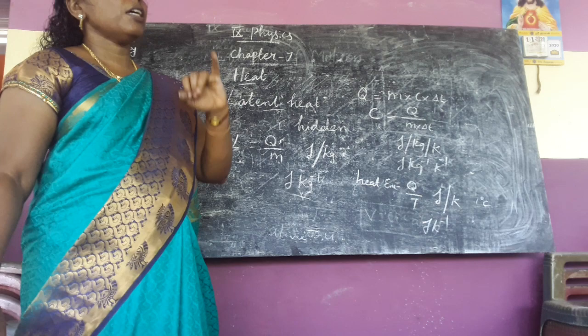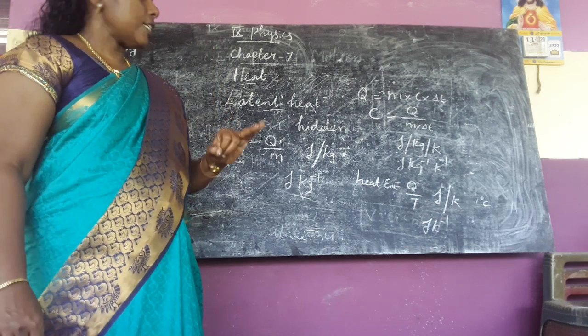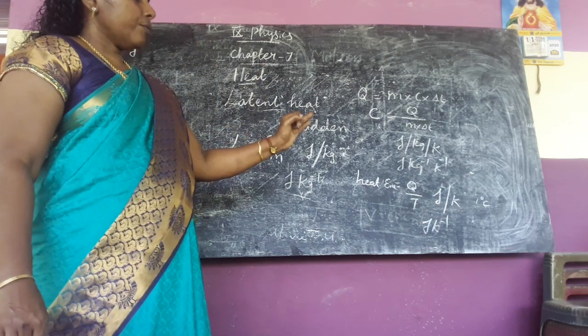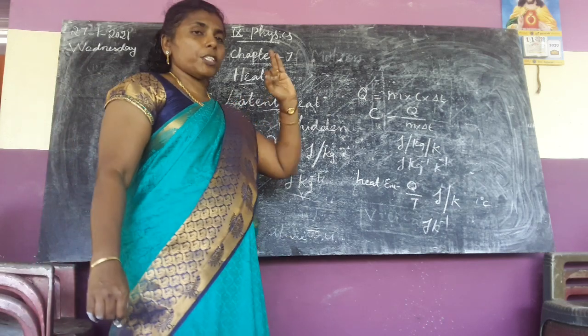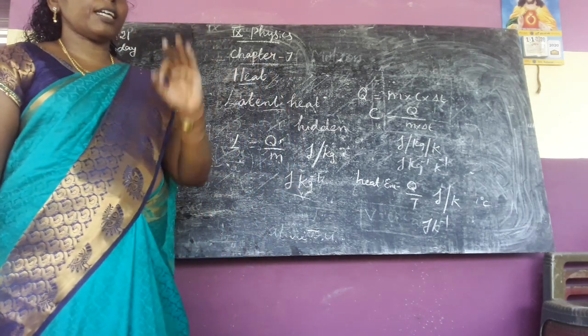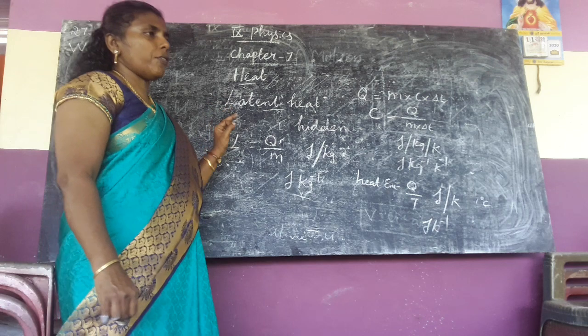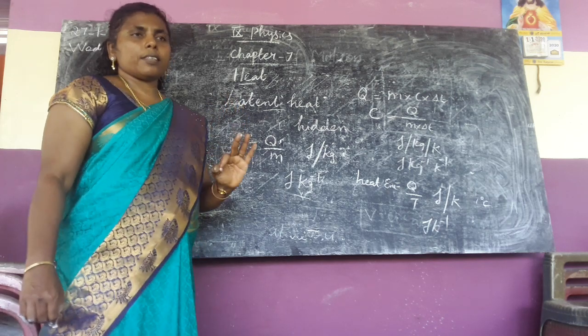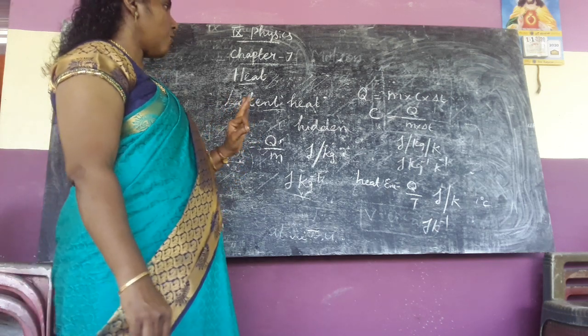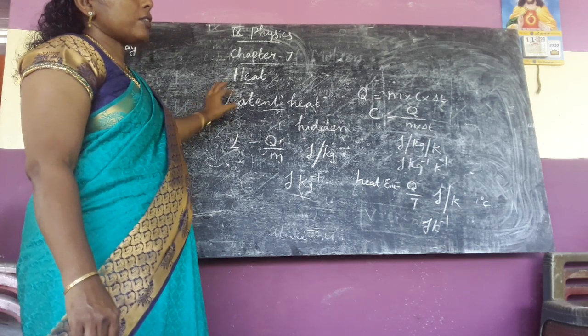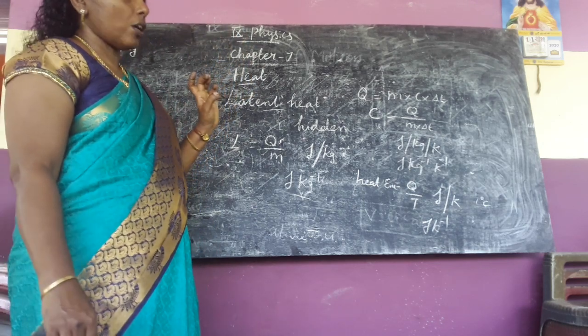What are the 3 definitions? Specific heat capacity, heat energy, then latent heat, specific latent heat capacity. 3 definitions and the change of state question we have learned. That's all for this lesson. All the answers are over. The change of state detailed answer you have to learn well.